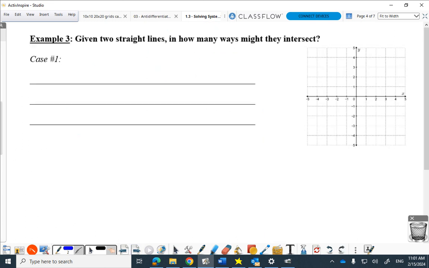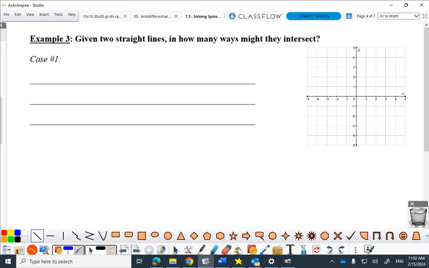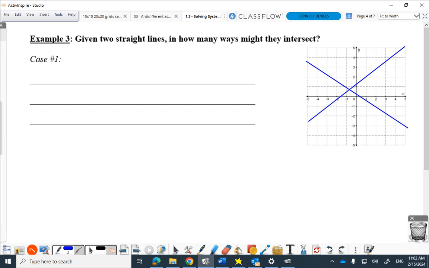Given 2 straight lines, how many ways might they intersect? What do you mean? Well, we just saw one way. We saw one of the ways they can intersect. And I'm just doing 2 random lines like that. Case 1: they could meet once.